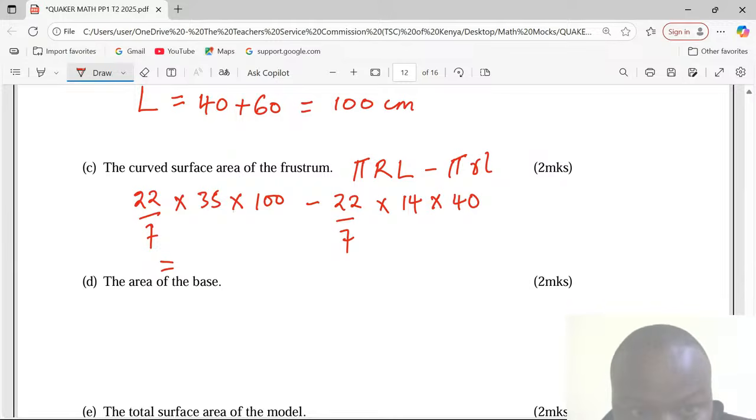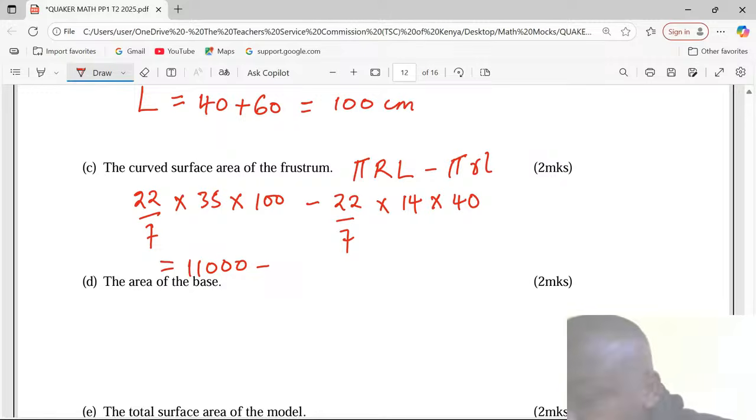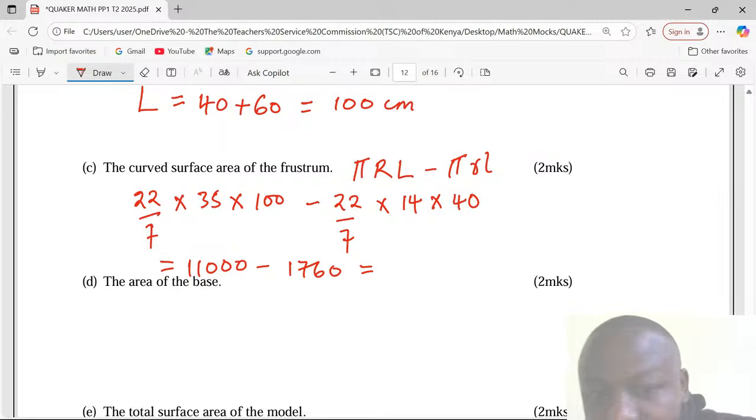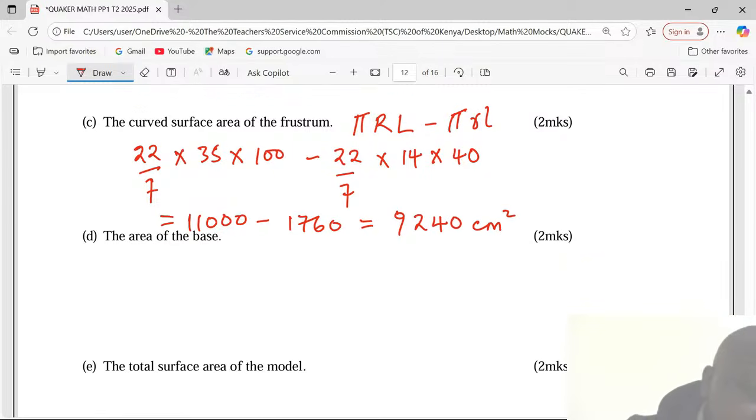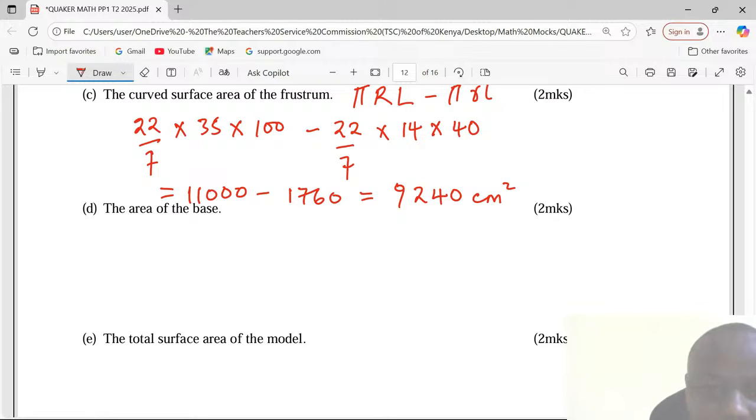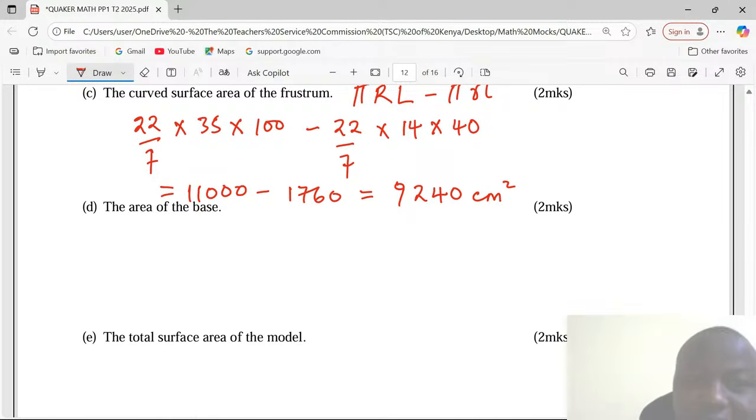22/7 multiplied by 35 multiplied by 100. This gives us 11,000 minus 22/7 multiplied by 14 multiplied by 40, 1760. Then now we are supposed to subtract 11,000 minus 1760, giving us exactly 9240 square centimeters. 9,240. What are we finding next?